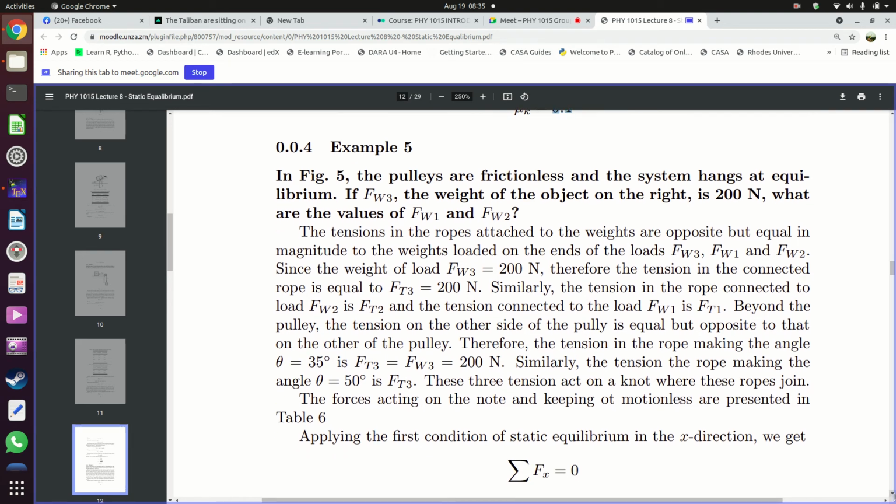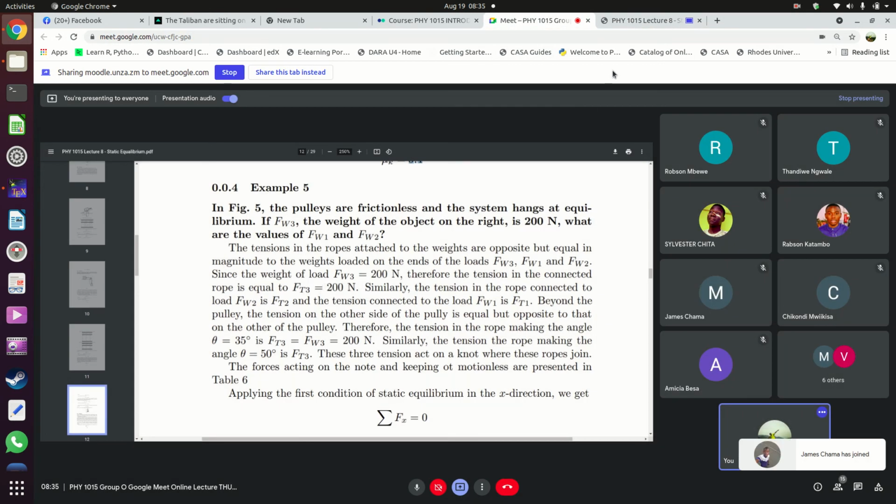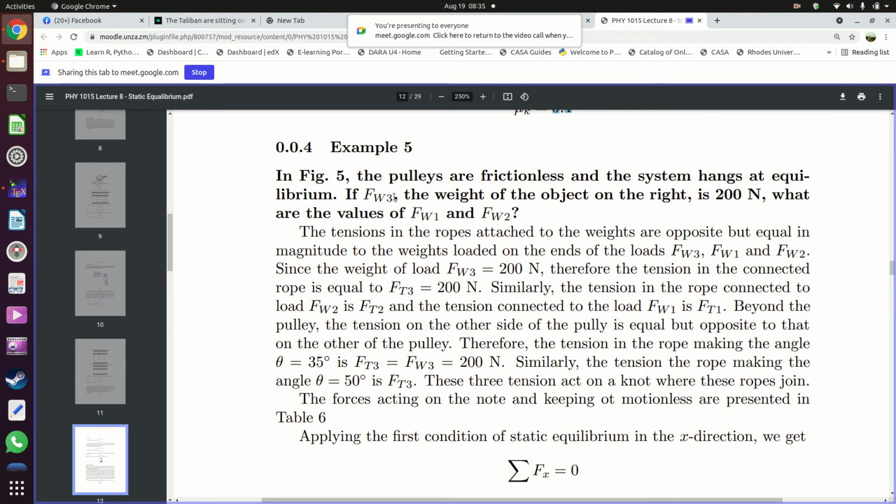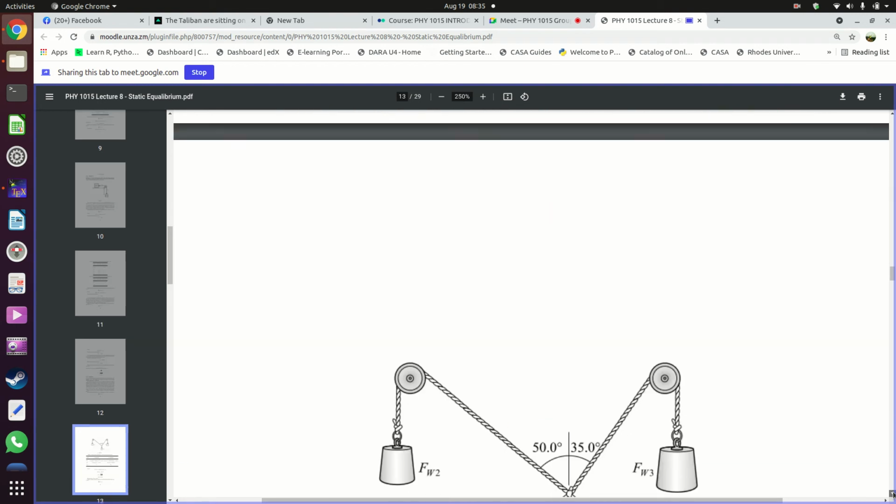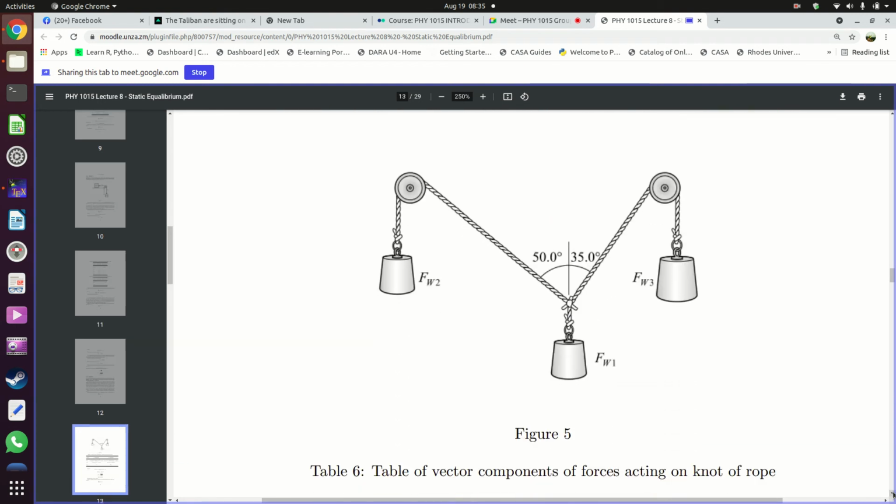In figure 5, the pulleys are frictionless and the systems hang at equilibrium. If Fw3, the weight of the object on the right, is 200 newtons, what must be the values of Fw1 and Fw2? We need to look at what this figure looks like. Okay, so this is what we have.